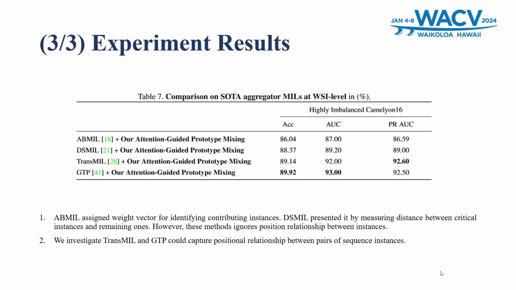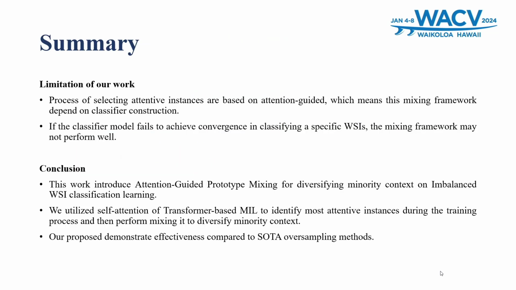And the last experiment, we also investigated our choice of framework against existing MIL frameworks like ABMIL and also DSMIL. ABMIL assigns the weight vector for identifying the contributing instances, while DSMIL presents it by measuring distance between the critical instance and the remaining ones. However, we argue that these methods ignore the positional relationship between the instances. So we investigate in our experiment that TransMIL and also GTP could improve the performance by capturing the positional relationship between pairs of sequence instances. Based on this, we have some limitations of our work.